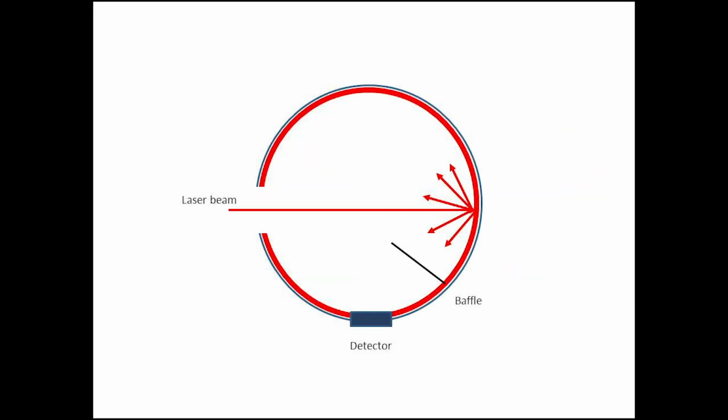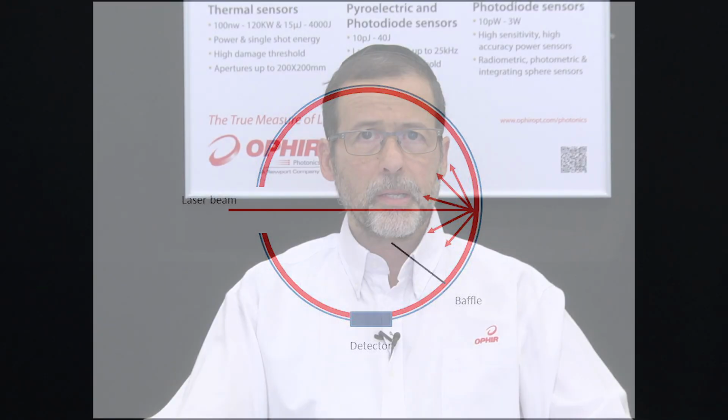Because of the uniform distribution of the light inside the sphere, we can use a power sensor to sample a small part of the sphere's inner surface and measure the power there. Knowing the area of the sensor and the surface area of the sphere, we can automatically apply a calibration factor to get the total power in the sphere.